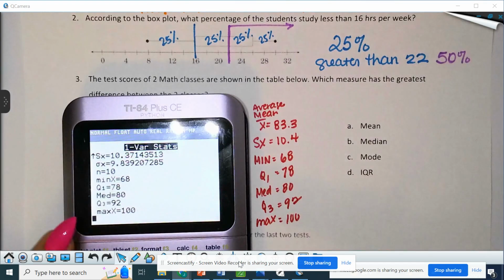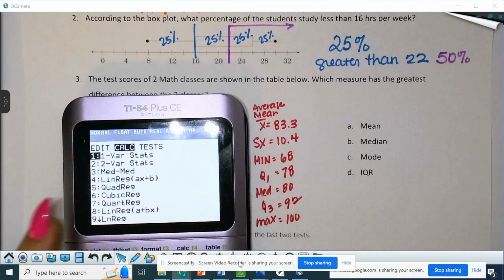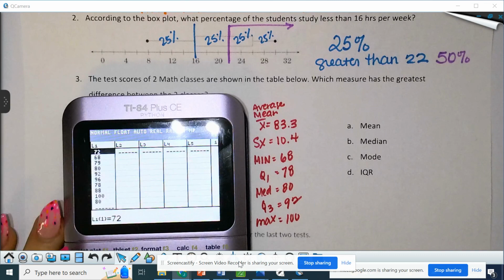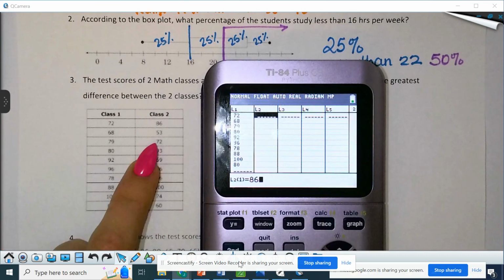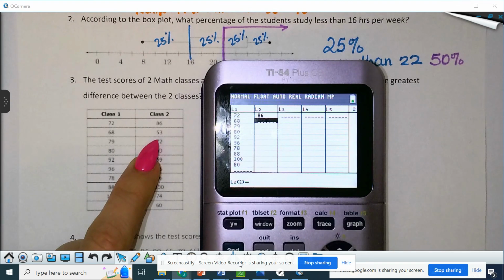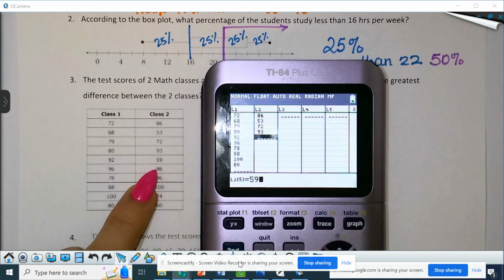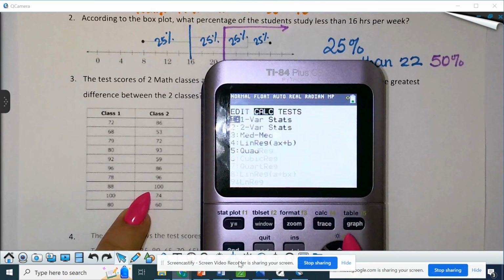One other thing, when we hit stat over to calc, 1-Var Stats, when it says list, if we go back to our list and we put our second list here, and this may seem easier to you or not, either way, whichever, we could also clear our list 1. So 86, 53. There we go. So stat over to calc, 1-Var Stats.